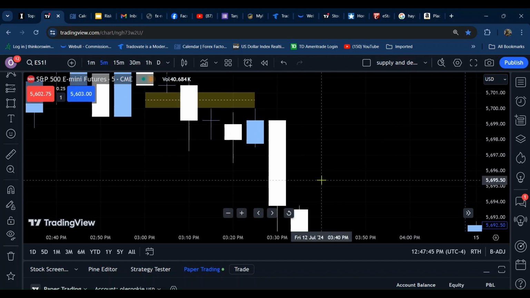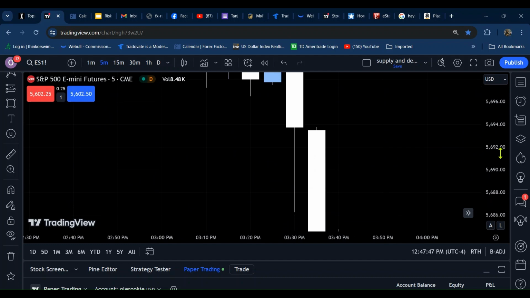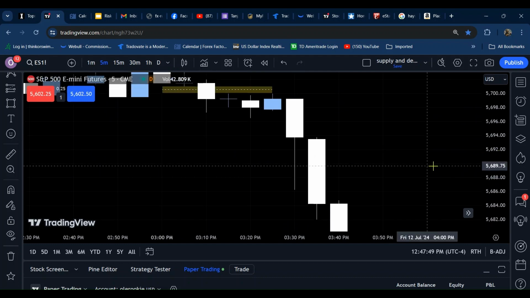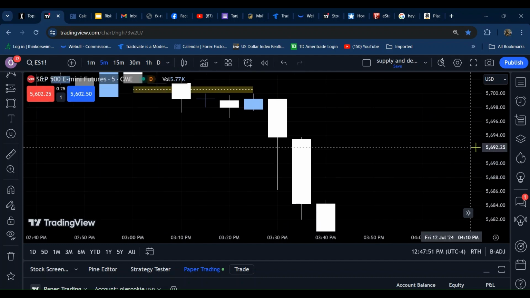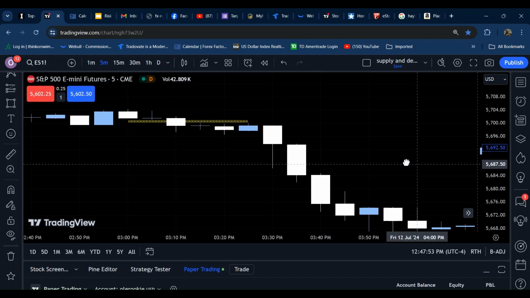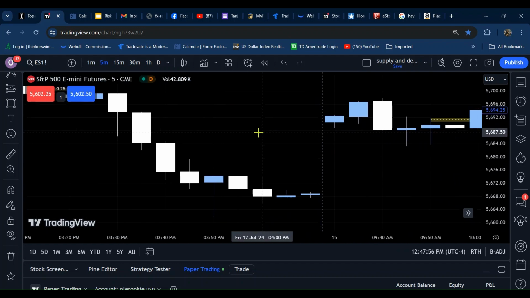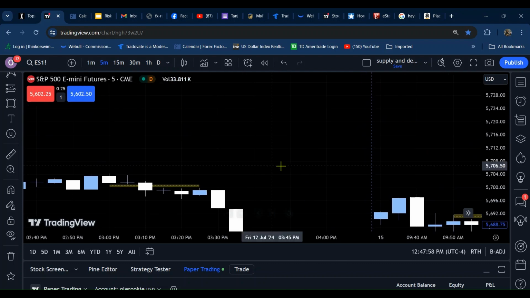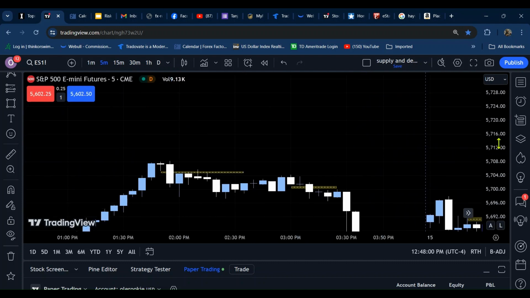That's a really nice one with the volume and efficiency. Goodness gracious. That was a monumental move to the south. All right.